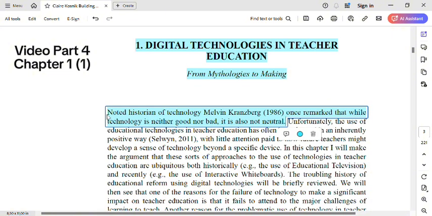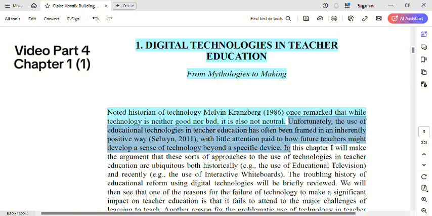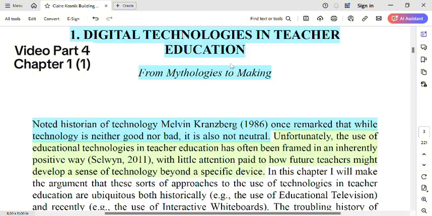Noted historian of technology Melvin Kranzberg, 1986, once remarked that while technology is neither good nor bad, it is also not neutral. Unfortunately, the use of educational technologies in teacher education has often been framed in an inherently positive way (Selwyn, 2011), with little attention paid to how future teachers might develop a sense of technology beyond a specific device.